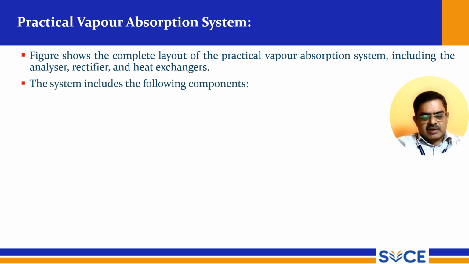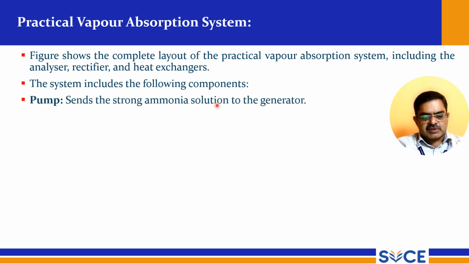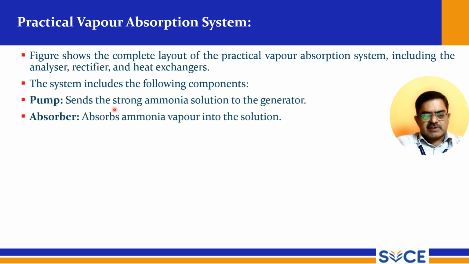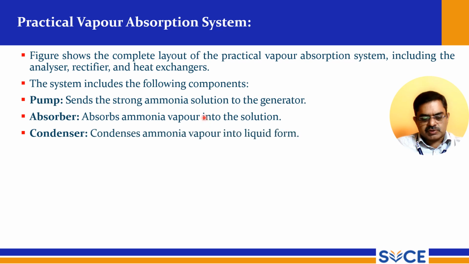So that figure we have already seen. The complete layout we have seen there: practical vapor absorption system including analyzer, rectifier and heat exchangers. The system includes the following components. The first one is pump. Pump sends the strong ammonia solution to the generator, and the absorber absorbs ammonia vapor into the solution.